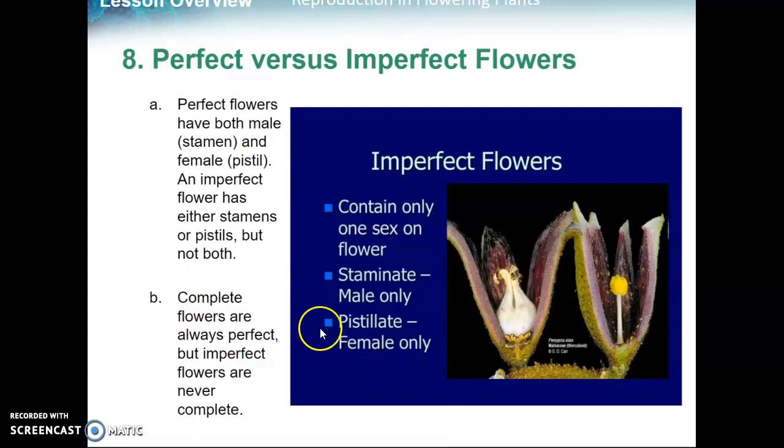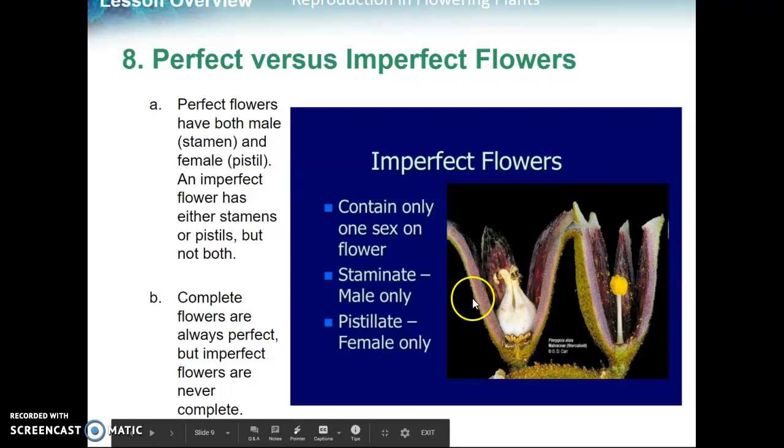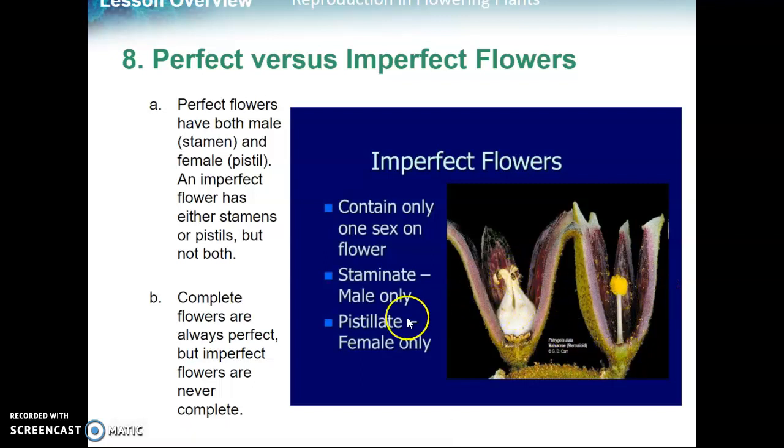One more thing to say. Perfect flowers have both a male part and a female part. They have both the stamens and the pistils. Imperfect flowers have either a stamen or a pistil, but not both. So this flower right here is an imperfect flower. It has only the pistil, and we call that a pistillate flower. A staminate flower would only have the male parts.